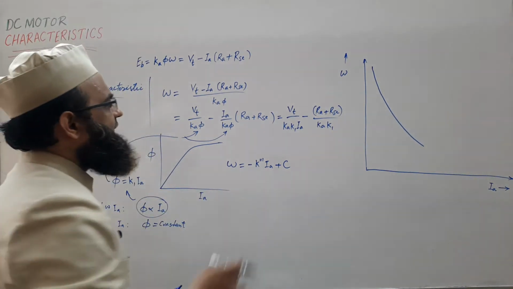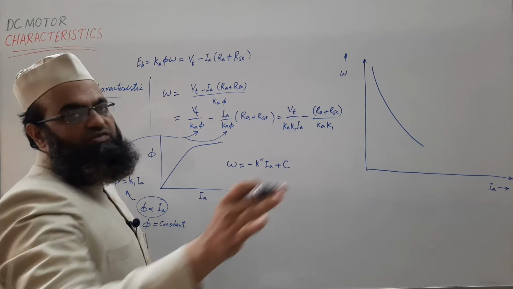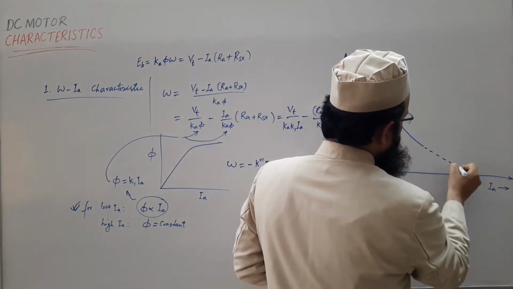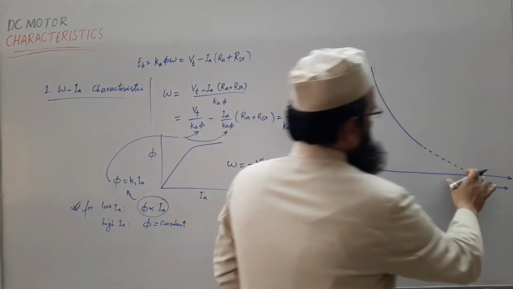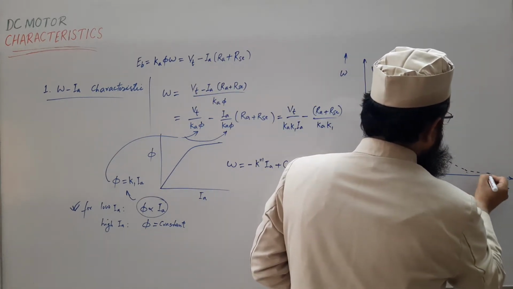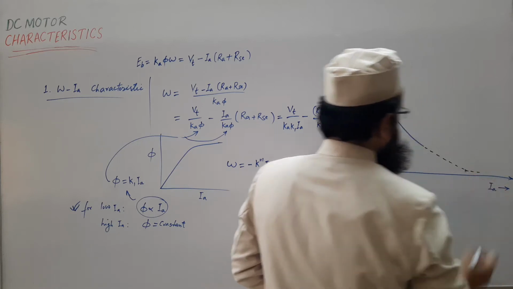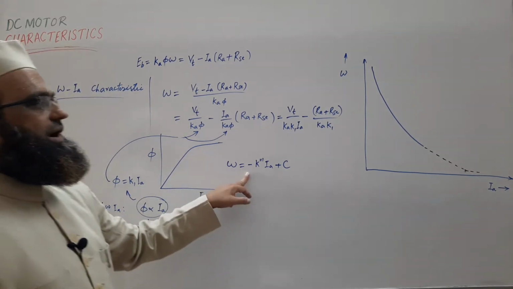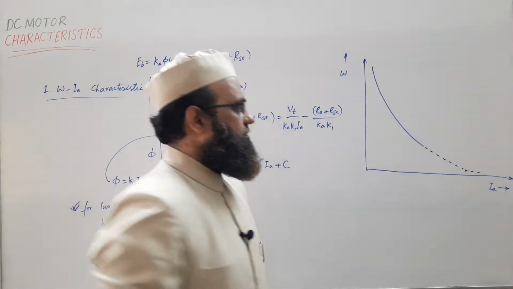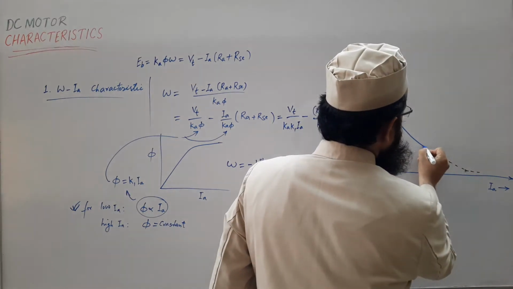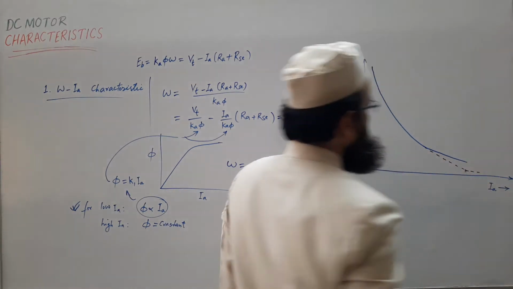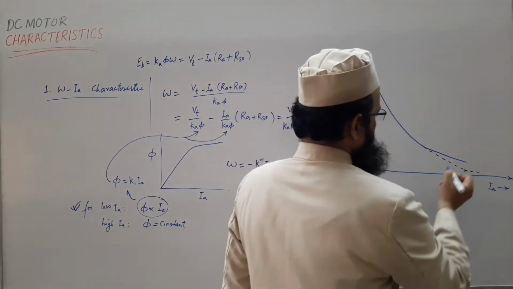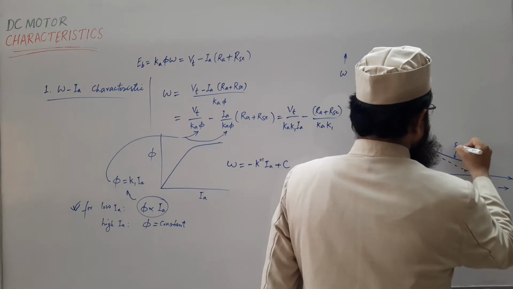If the same pattern could be extended, it could be like that. I am marking with black some rectangular hyperbola, asymptotic in nature. But the scene is different here. Here we are getting a straight line after higher values of Ia. So we have to show the nature of a straight line like that. Let us mark some straight line here.